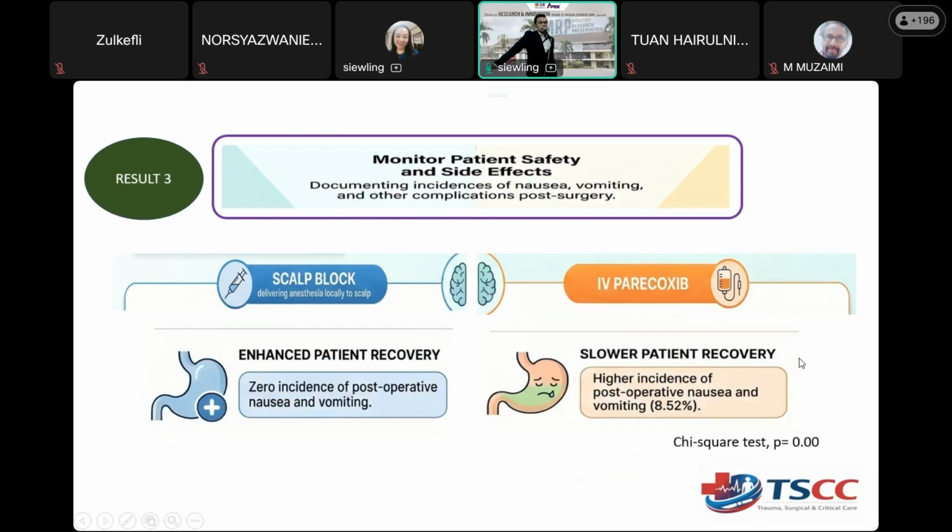Okay, and related to result 2 just now, we can expect that those given Parecoxib have a high incidence of post-operative nausea and vomiting versus those given the scalp block. None of the patients in the scalp block group complained of post-operative nausea and vomiting.